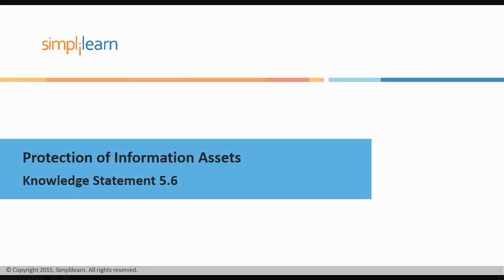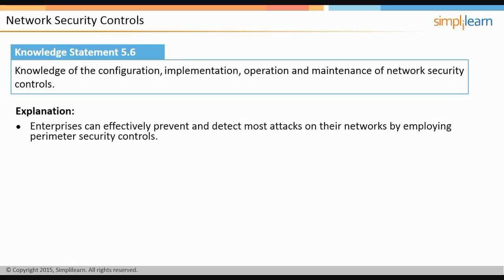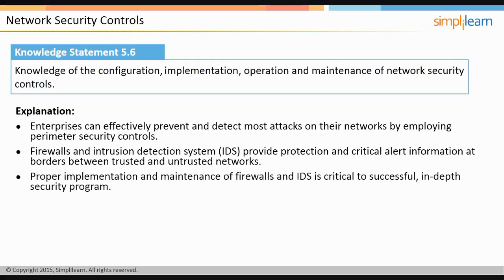In this topic, we will learn about the concepts in Knowledge Statement 5.6. Let us discuss network security controls in the next screen. Knowledge of the configuration, implementation, operation, and maintenance of network security controls is what we'll learn in this slide. Enterprises can effectively prevent and detect most attacks on their networks by employing perimeter security controls. Firewalls and Intrusion Detection System, IDS, provide protection and critical alert information at borders between trusted and untrusted networks.